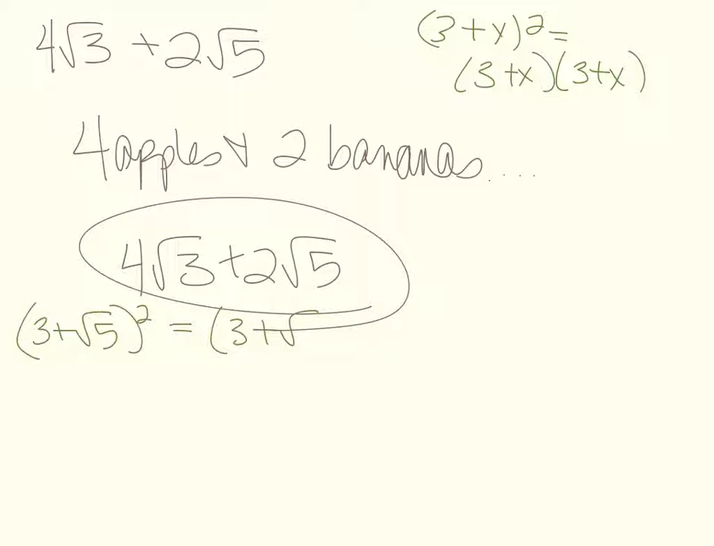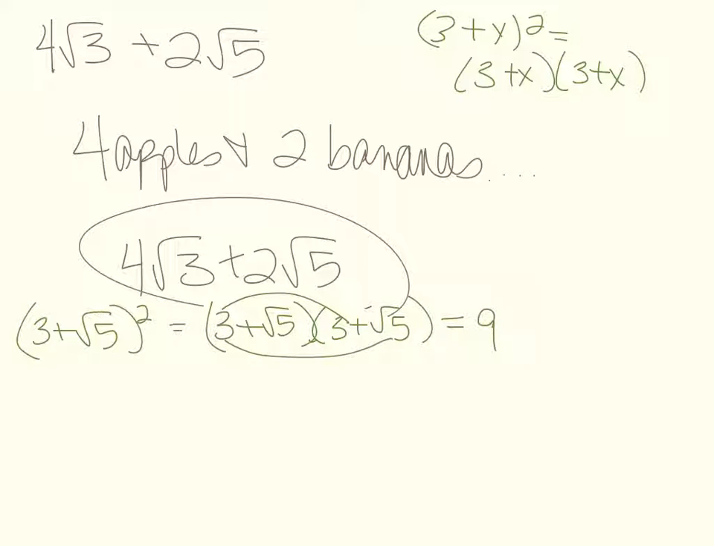3 plus the square root of 5. Let's clean that up a little bit. 3 plus the square root of 5 times 3 plus the square root of 5. I'm going to go ahead and FOIL. First, outer, inner, last. Remember, square root of 5 times the square root of 5 is 5.